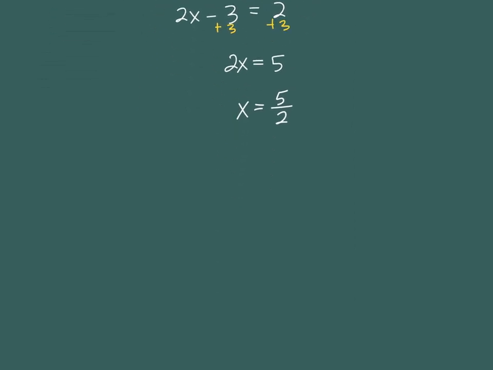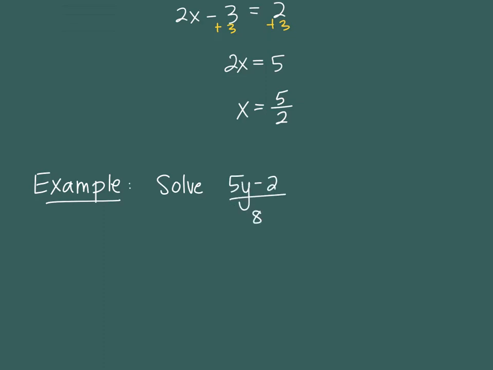So let's try another. That one had distributing. This one has something a little different. Yeah, because that's a fraction. All right, so this time we're going to solve (5y - 2)/8 = (2 + y)/4. So this one has denominators in it. And as a rule of thumb, we would really prefer not to have any denominators if at all possible. The two denominators right now are 8 and 4.